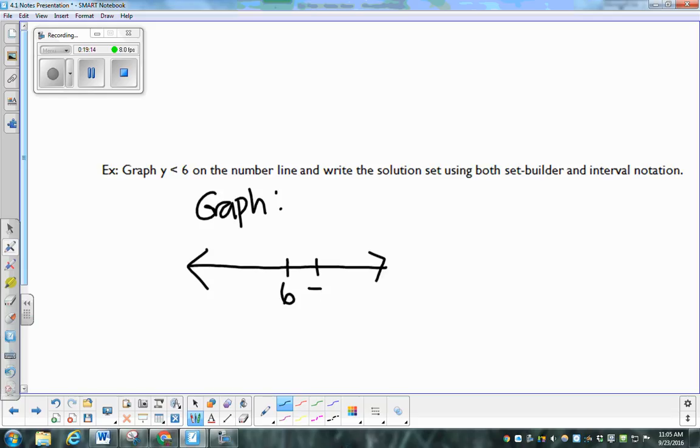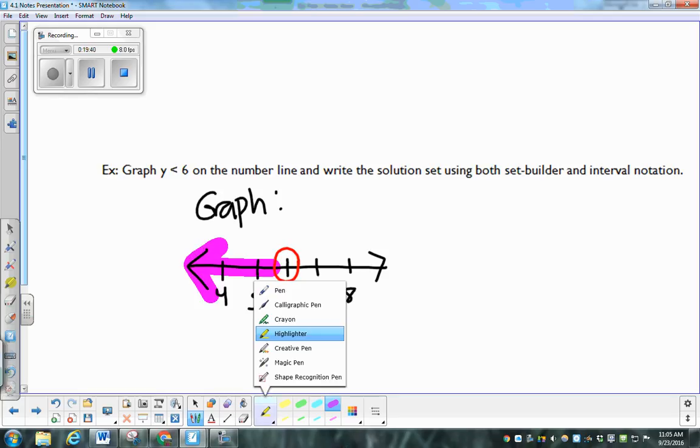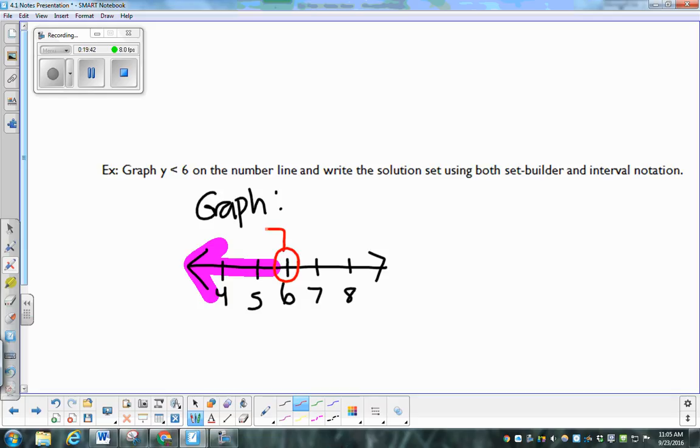Go ahead and put 6 in the middle. I like to have at least 2 numbers on either side of that if you're making your own graph. Since y is anything less than 6, but it cannot equal 6, we need to do an open circle on the 6. And then y is smaller, so we need to shade everything smaller than the 6. Remember, you can also do that arrow that goes up top, but you have to go straight up and straight over and put an arrow on the end.